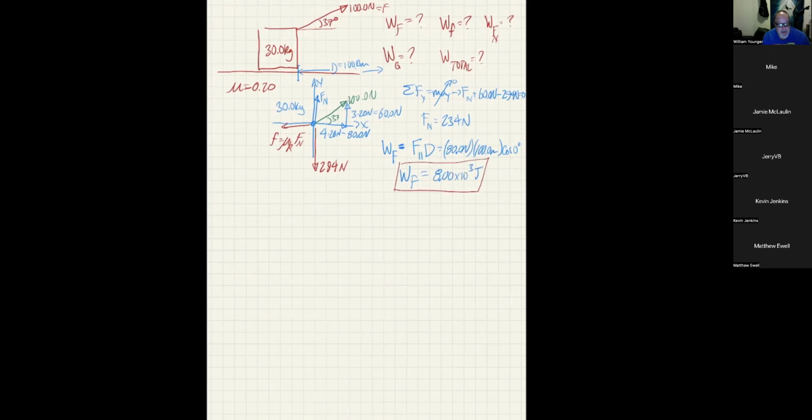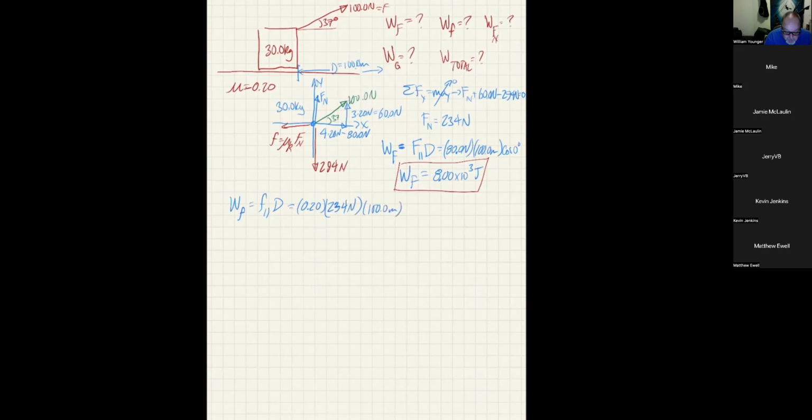Okay. Now, what is the work done by the friction force? The work done by the friction force is equal to the friction force component parallel times D. Well, notice the component parallel is actually the whole force itself. So I'm going to go ahead and write in there that it's 0.20, because that's the coefficient of kinetic friction, times the normal force, which we found was 234 newtons, times D, which is 100.0 meters.